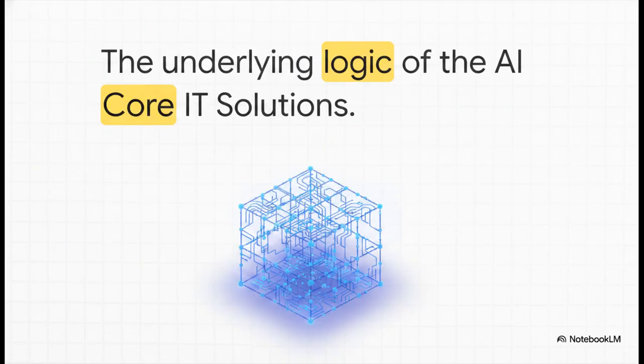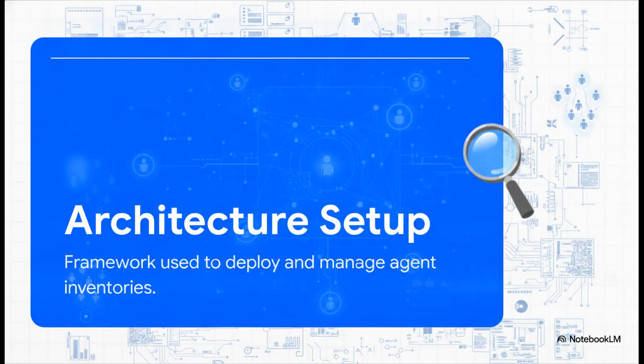Well, the source documentation we're looking at presents a really clever structural answer to this exact tension, and it's called the Hermes architecture setup. Now, this isn't just a minor feature or some little add-on. It's actually the underlying logic of how the company approaches their AI core IT solutions as a whole. So let's define exactly what this means in the context of companies' ecosystem. The architecture setup is the foundational framework. It's basically the essential scaffolding within their AI core IT solutions. And its primary purpose? To deploy and manage what they refer to as agent inventories. You can think of it as the master blueprint. It dictates exactly how individual digital agents are organized, stored, and ultimately utilized within the much broader system.